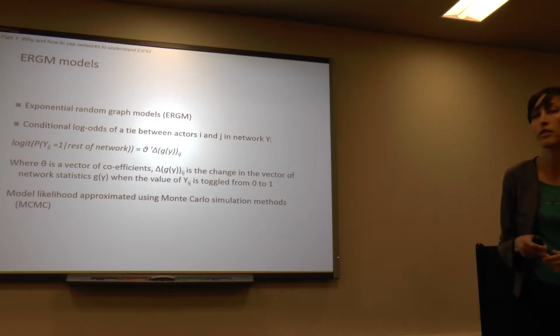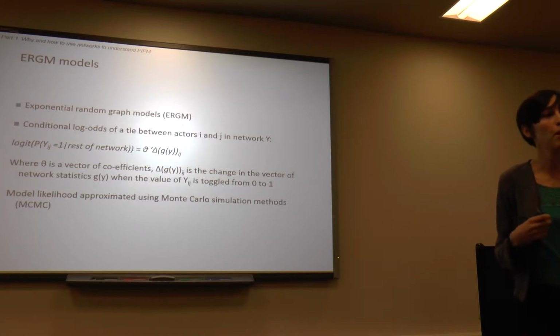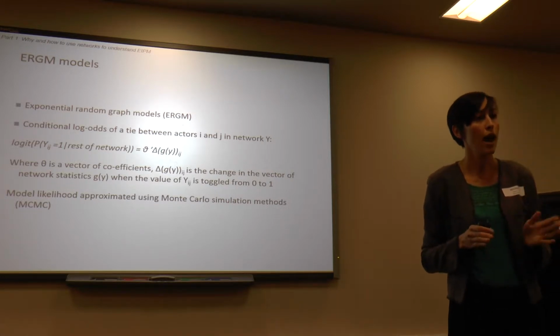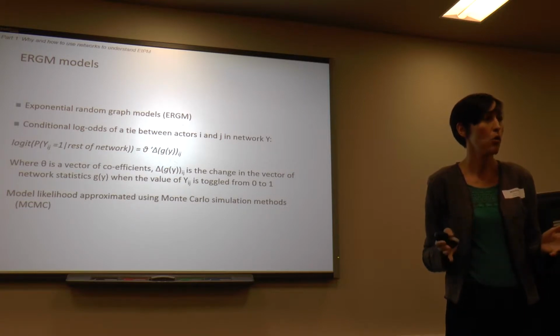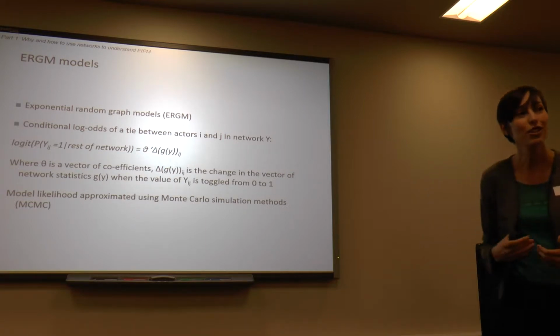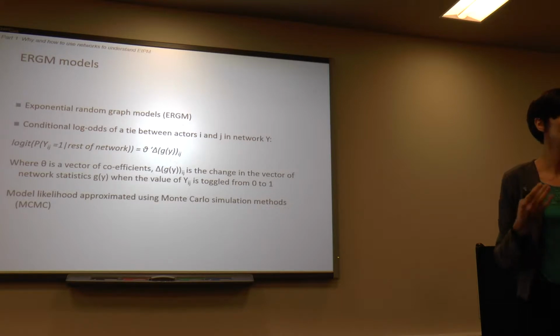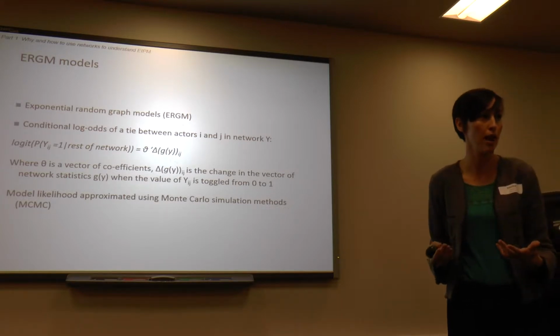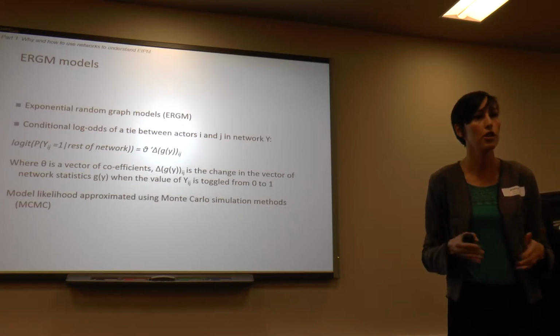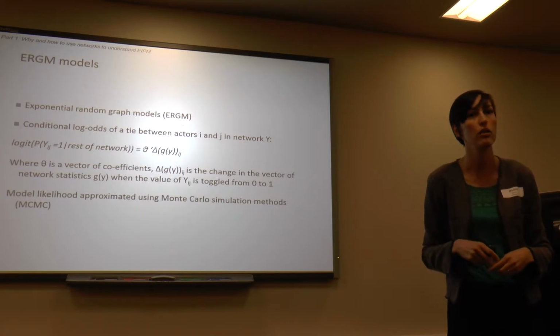And this is a recent innovation from 2006. People started thinking, okay, we're now able to model the probability of a tie between actors i and j in a network Y, conditional on the rest of the network. So conditional on all the other ties and actors in this network. And we can model that as some function of both structural level and attribute level covariates.